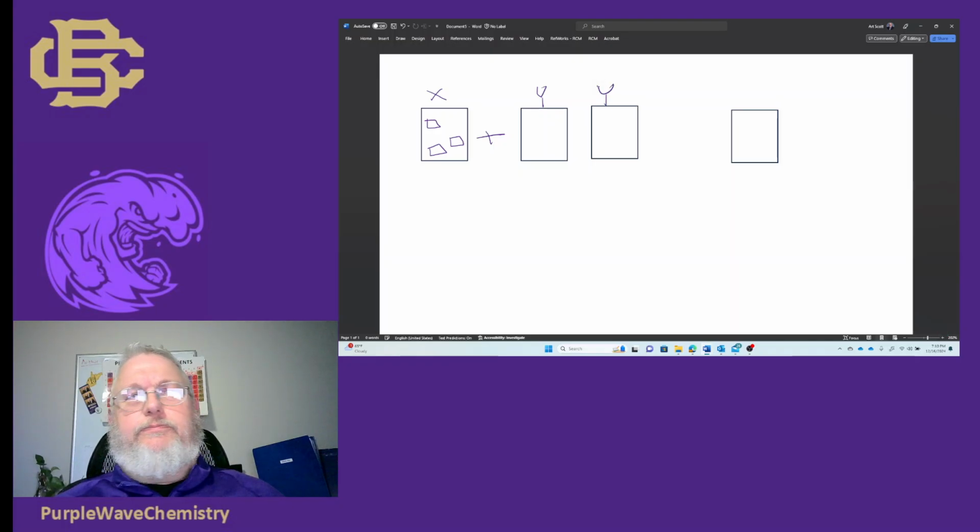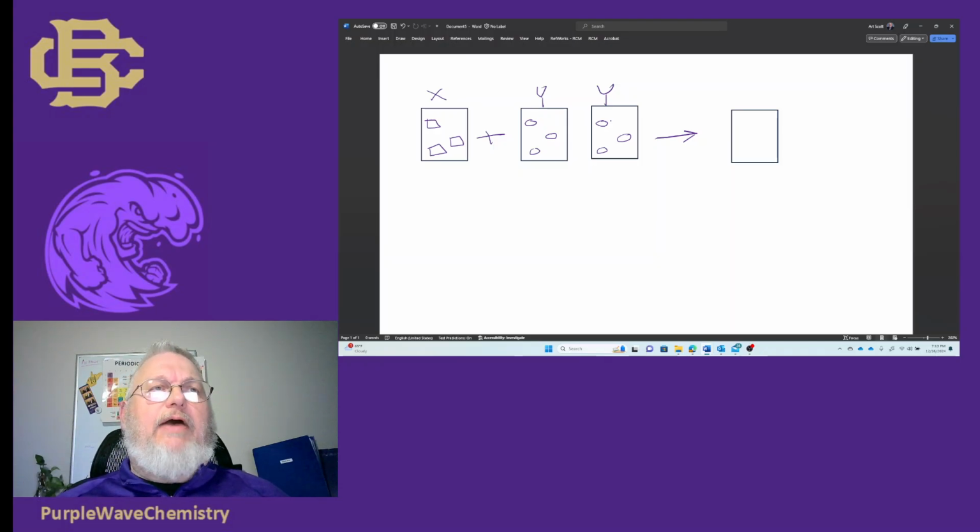Add two Y's there. So we'll do little circles there. So I've got to have the same number of particles because they're the same volumes, right? If you recall that. Okay, so there's three. And when they combine together, they're going to form one volume of a gas. So how would they look? What would it be if I combine that volume with that volume?